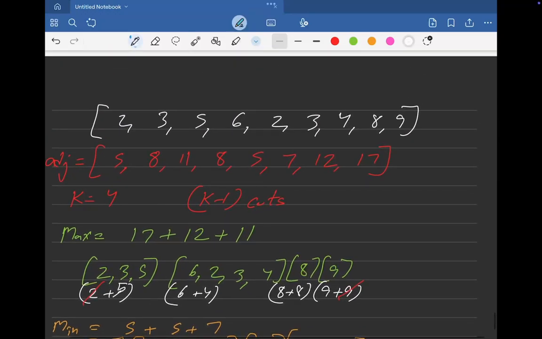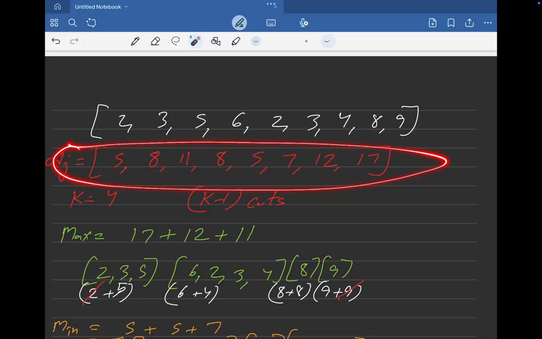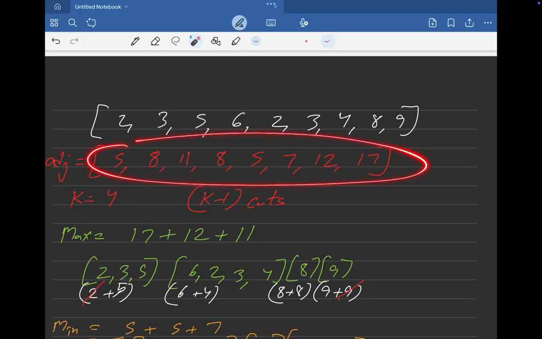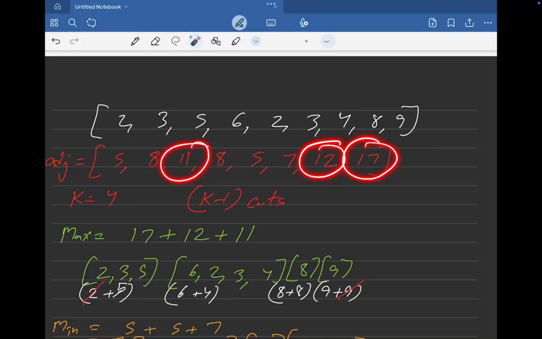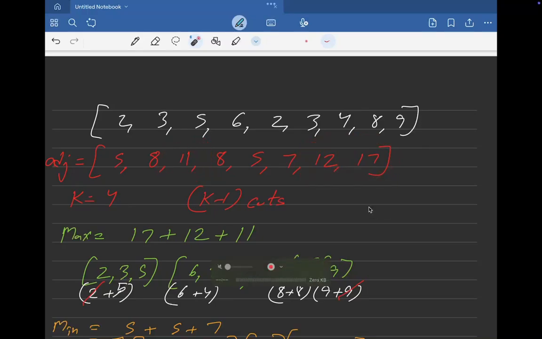So first I will make this adjacent array. Adjacent array is simple. Then we will sort this, and then we will select the 3 smallest values, or k minus 1 smallest values, then we'll also select k minus 1 maximum values, and then we will do max minus min. And let's code this.